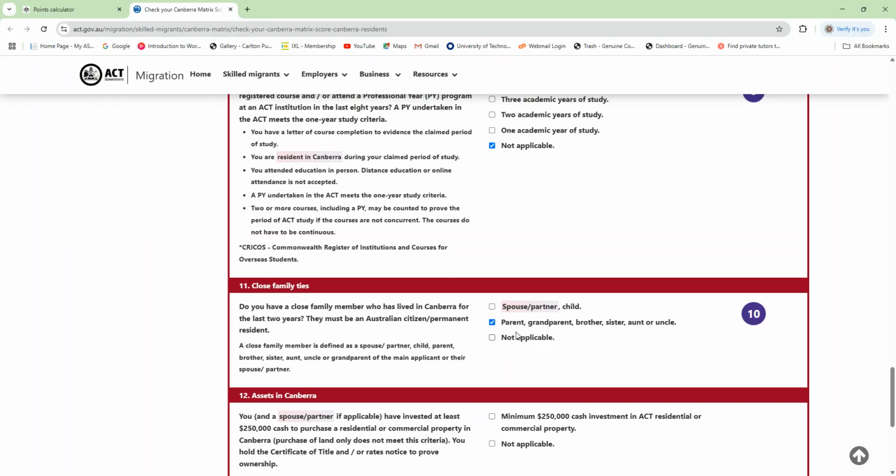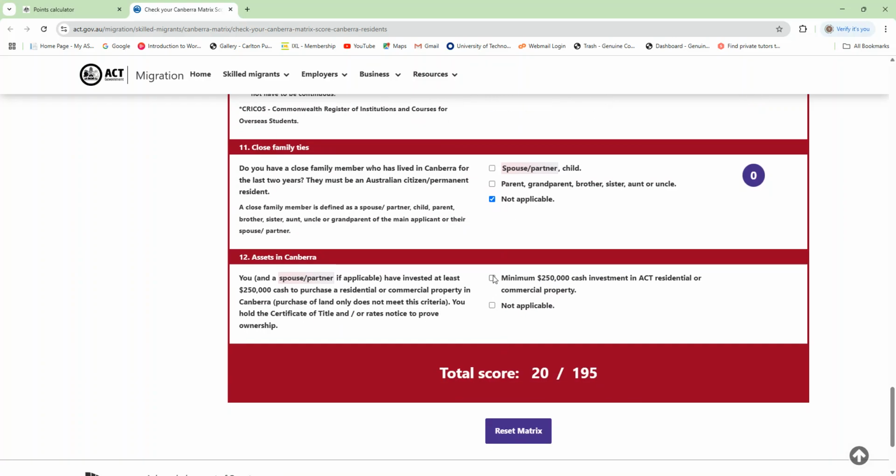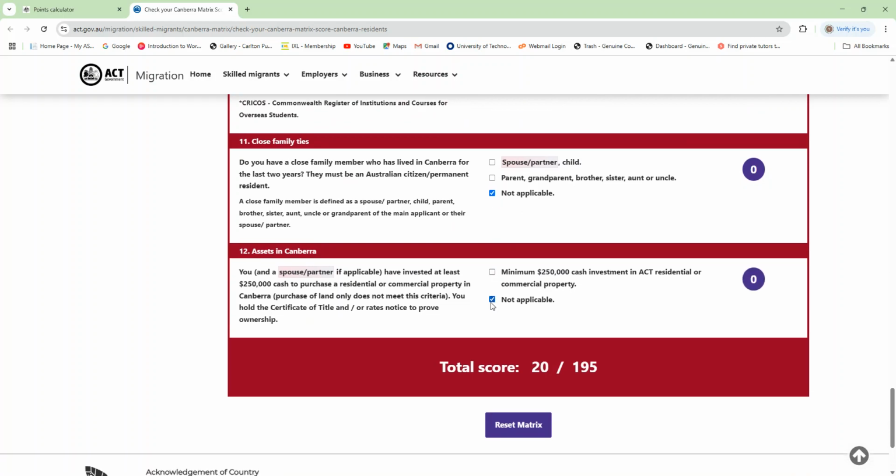But in most cases, this is the most suitable case for most people, because many people definitely have a parent, grandparent, cousin, aunt, and uncle, and they are Australian citizens or PR, at that time 10 points. If they don't have, then it is not applicable. Minimum 250,000 investment in residential or commercial property, 5 points. If it is less than that, then no points.